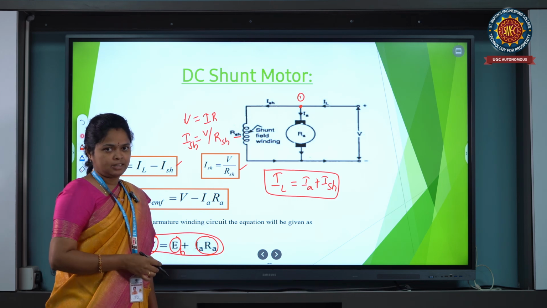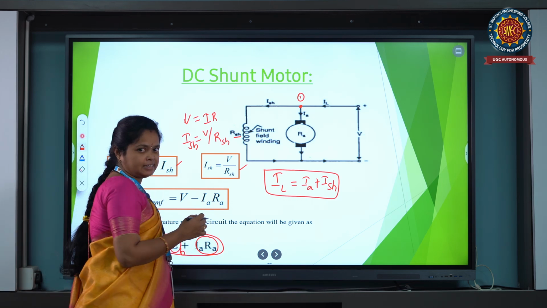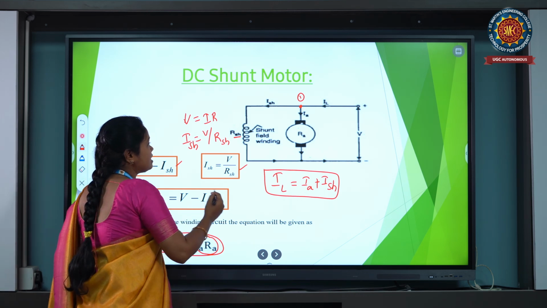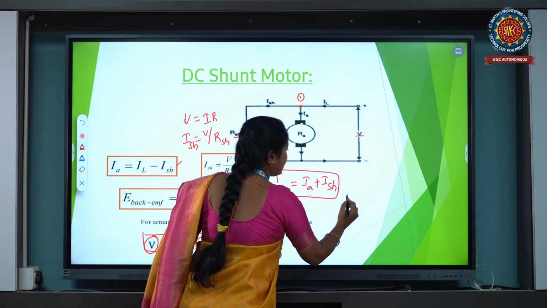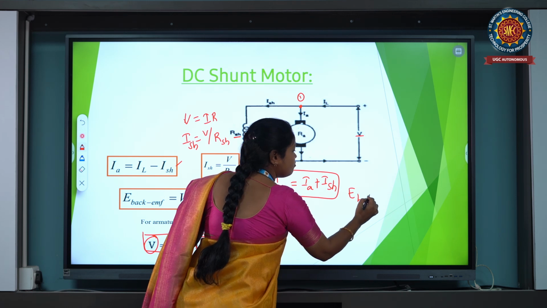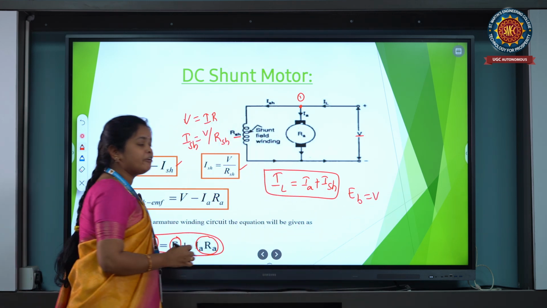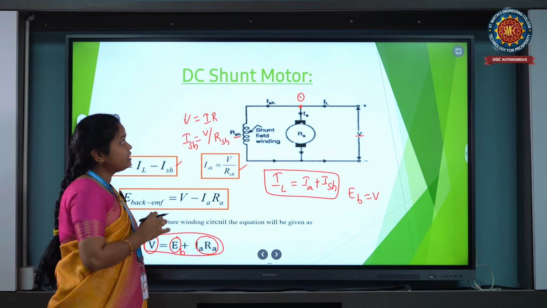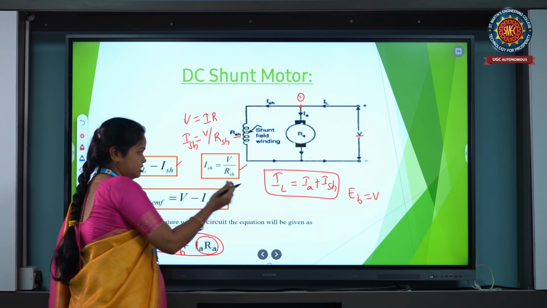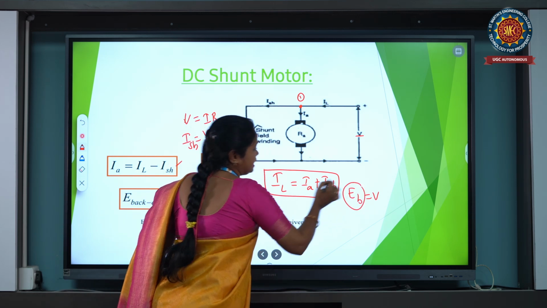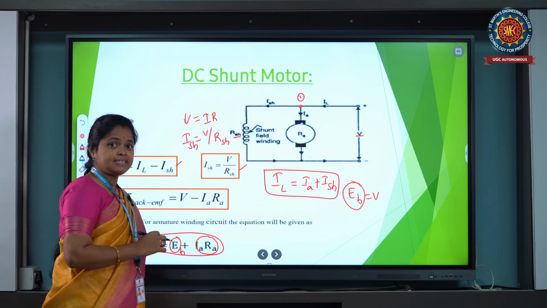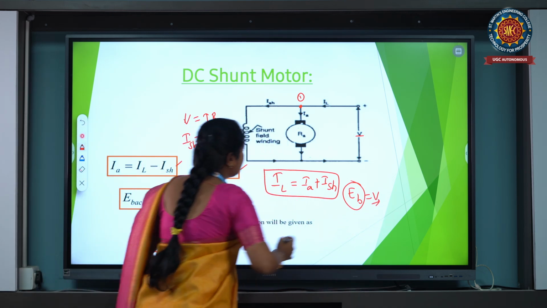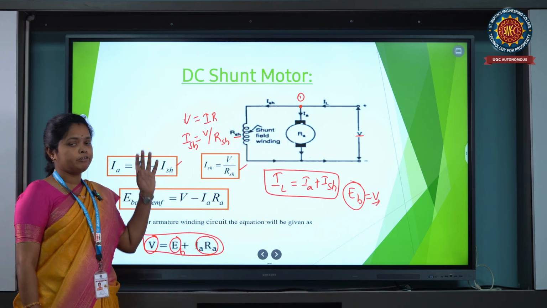Then what is back EMF? Back EMF is nothing but a voltage which opposes the supplied voltage. The EB always opposes the supplied voltage, and that is called the back EMF. In motors, the generated EMF is EB, and this always opposes your supplied voltage. This is about the shunt field motor.